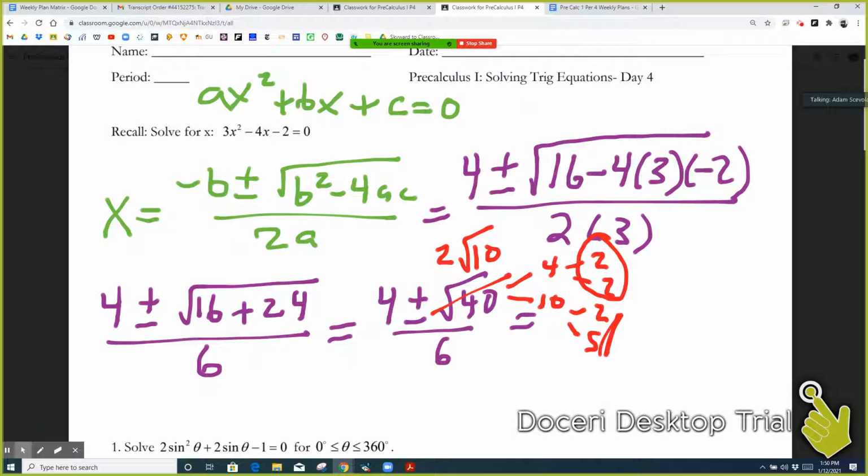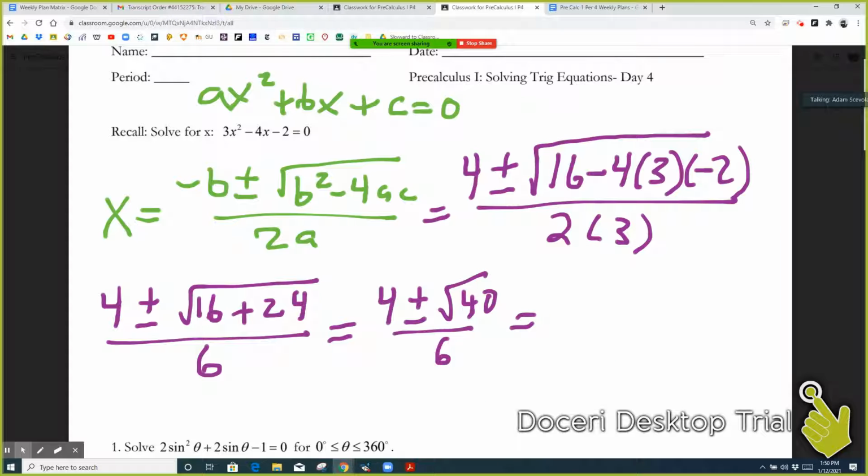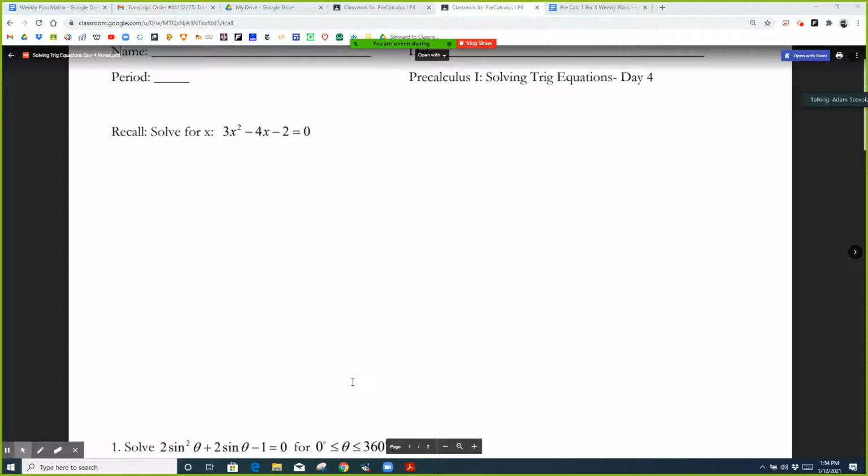So since all of these, 4, 2, and 6, are all even, I could simplify 4 over 6 by reducing that to 2/3, and then 2 over 6 reduces to 1/3. So my final two values of x that would work here are going to be 2 plus or minus root 10 all over 3. All right. Now, if I wanted to get my answer as a decimal, I could have just stopped right here and typed this into the calculator. All right, so to get my two decimal answers, that's what I'm going to do now.